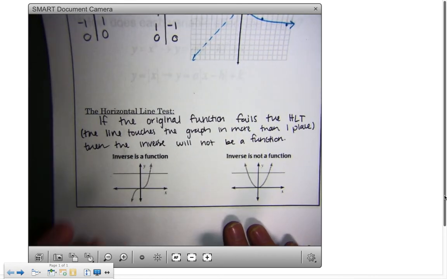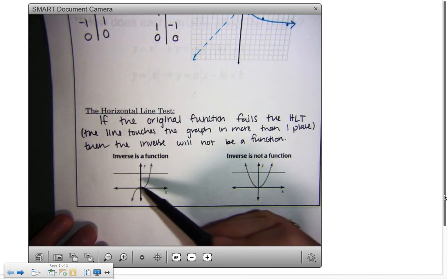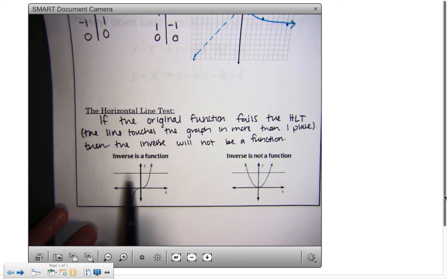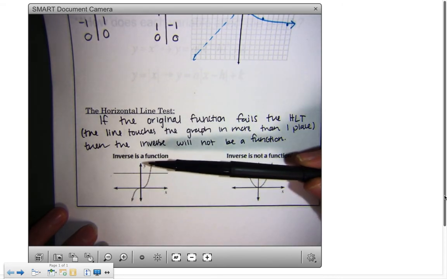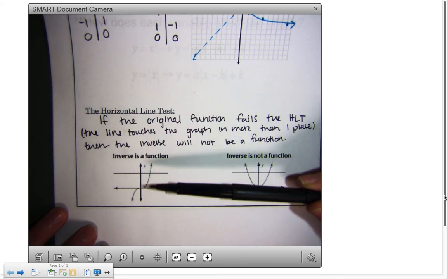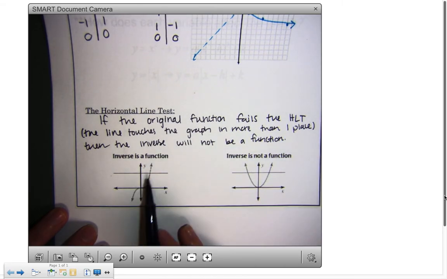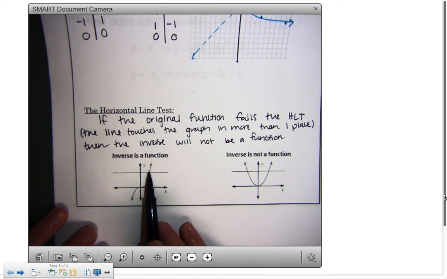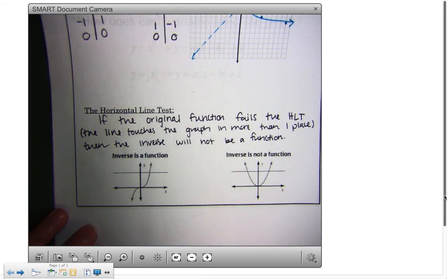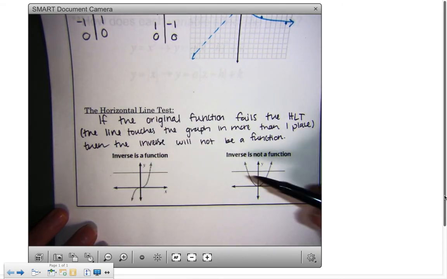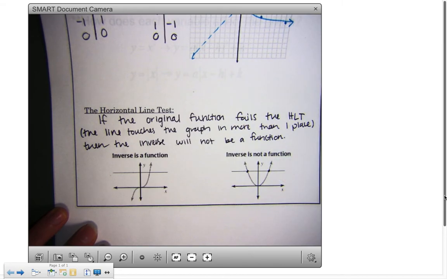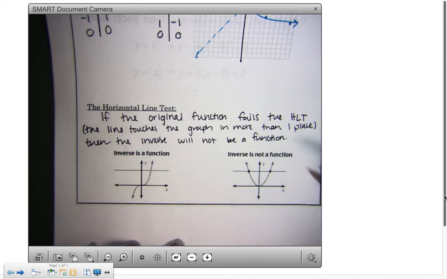So here's two examples. This would be a polynomial function with a horizontal line going through it. If you can imagine this horizontal line scanning this graph, it's only ever going to touch it in one place. So that tells me that if I found the inverse of this, it would still be a function. Here's the graph of a quadratic with a horizontal line drawn across it. It's touching it in more than one place, so that means it fails the horizontal line test. So I can imagine if I had the inverse of that, it would not be a function.